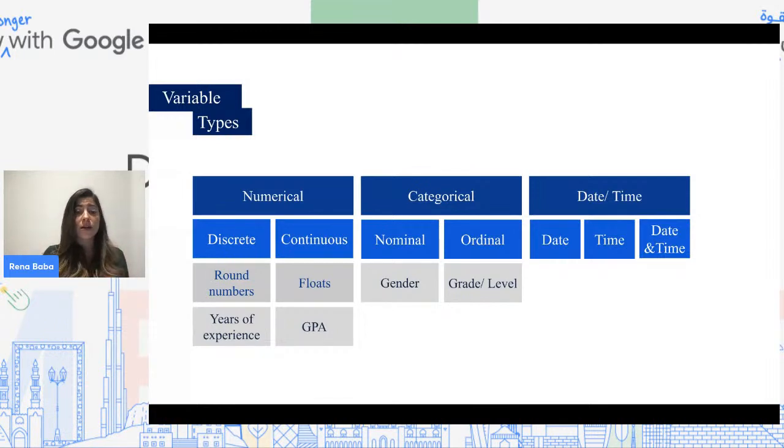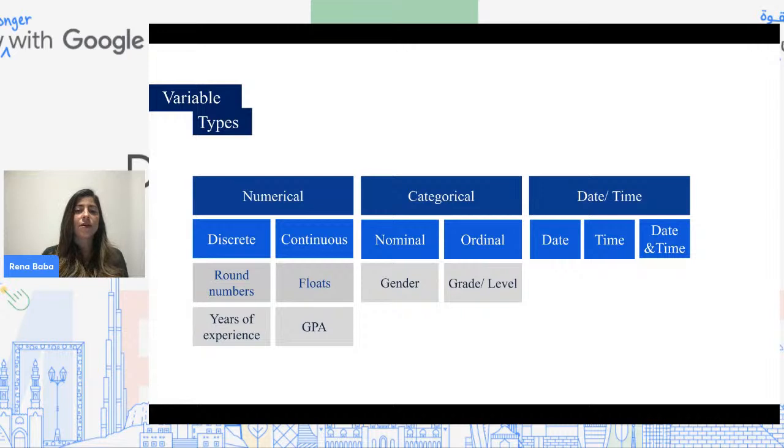With continuous, however, it will be floats. So it will be like GPA. It can be 3.2, it can be 4.0, it can be 2.7. So again, it's continuous, it's float. And then you have, with categorical, nominal and ordinal. Nominal are categories like gender. So for example, you have female or male.